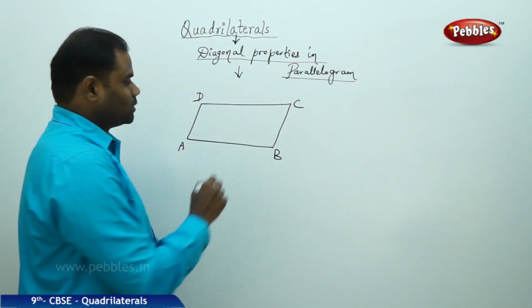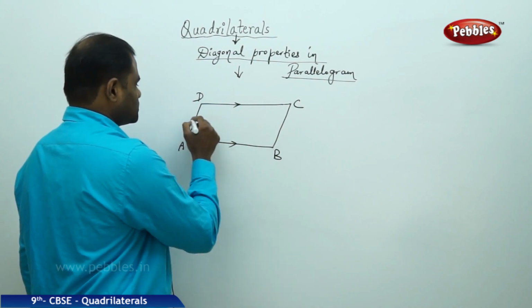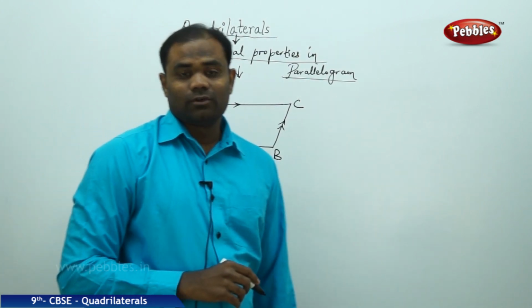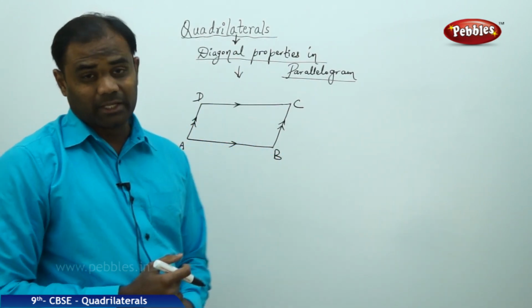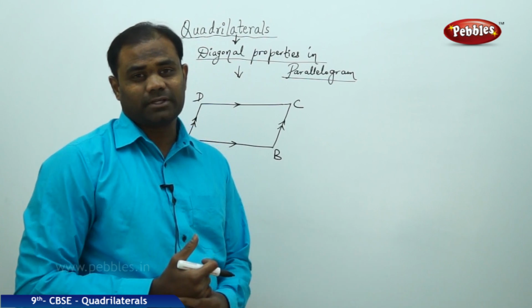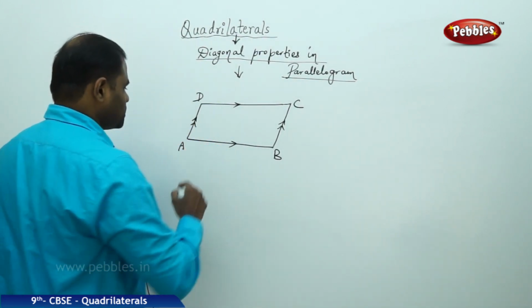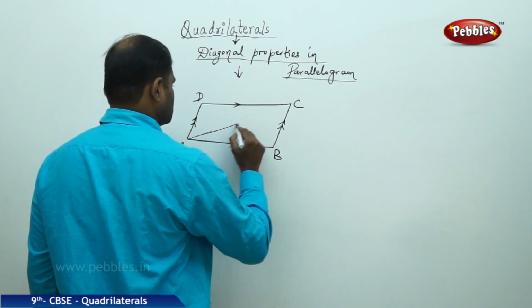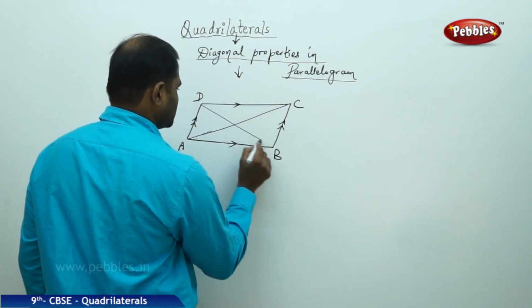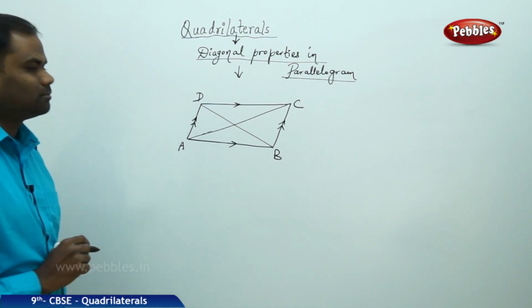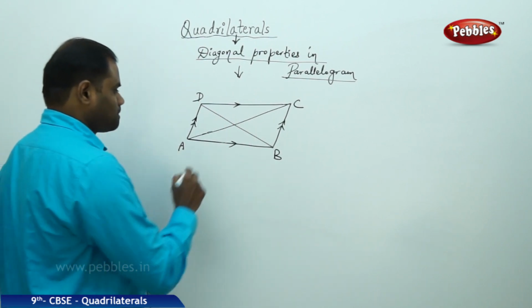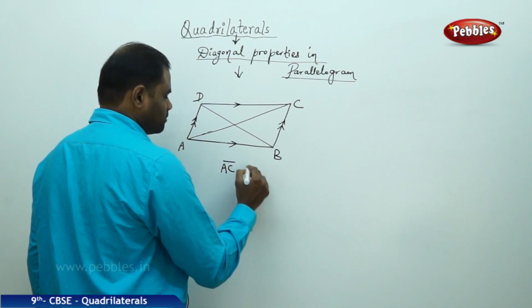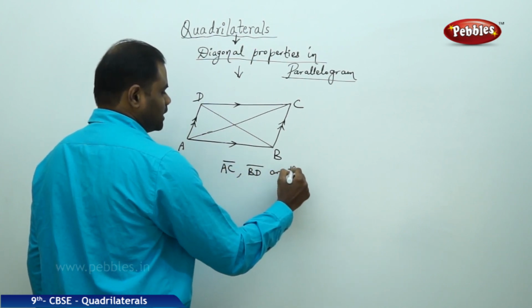So clearly we know that the opposite sides are parallel and of course equal. For this parallelogram we have two diagonals as discussed in the previous session. One of the diagonals is obtained by joining AC and the other diagonal is obtained when I join BD. So here AC and BD are the diagonals.